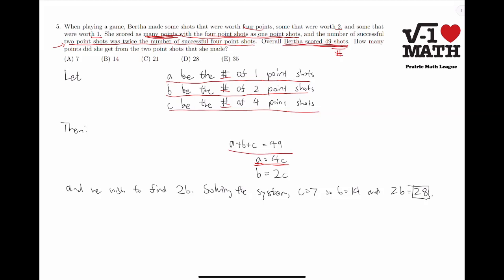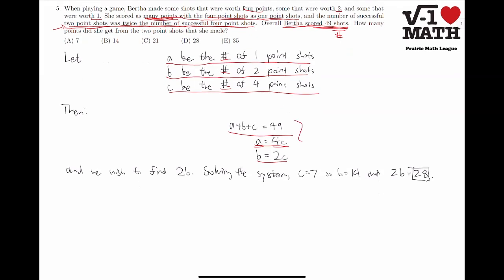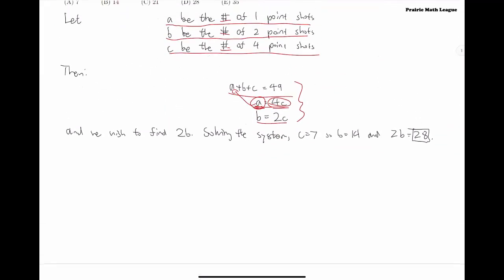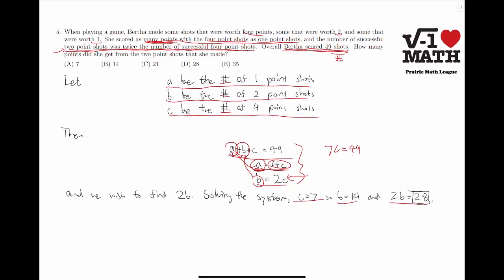And finally, the number of successful 2-point shots is twice the number of successful 4-point shots. That's basically this equation here. And now we just use this system of equations and solve. We can substitute this into here, and we get 7c equals 49, so c equals 7, and from this equation, b equals 14, and 2b, which is the number of points scored, is 28, which is option choice D.